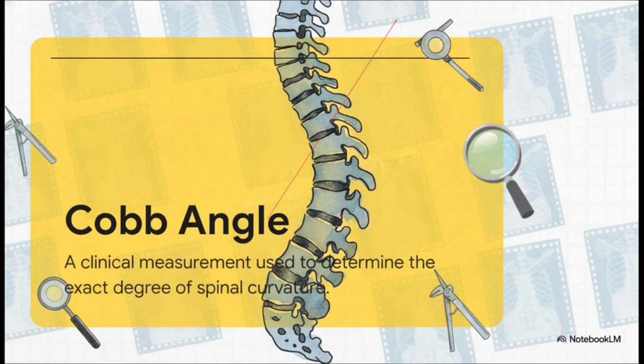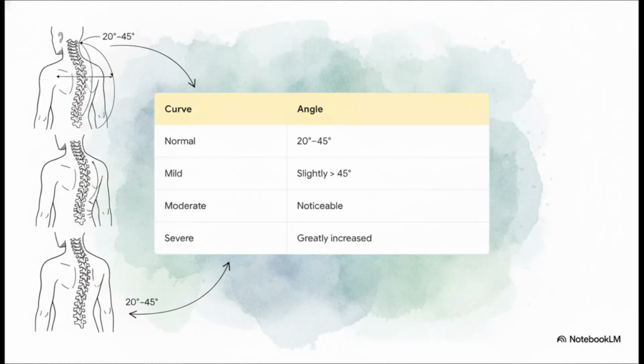You see, a spine is actually not supposed to be perfectly straight. A normal thoracic curve actually has a Cobb angle of 20 to 45 degrees. That is perfectly healthy for shock absorption. Mild kyphosis is diagnosed when the angle is just slightly above that 45-degree mark. Moderate becomes much more visible to the eye, and severe kyphosis, that is a markedly increased angle that brings with it a very high risk of organ compression and serious neurological complications.